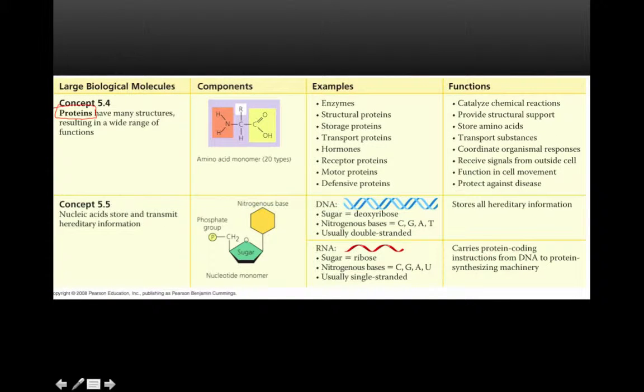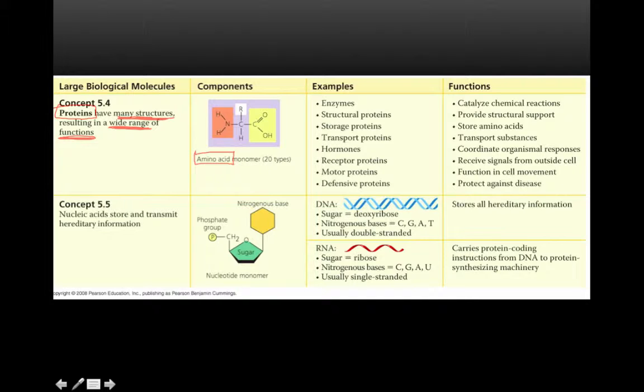Proteins, as we discussed previously, have many, many different structures and therefore many, many different functions for an organism. And recall that organisms are mostly protein as we look at all these different types of biological molecules. The monomer for all proteins is the amino acid.